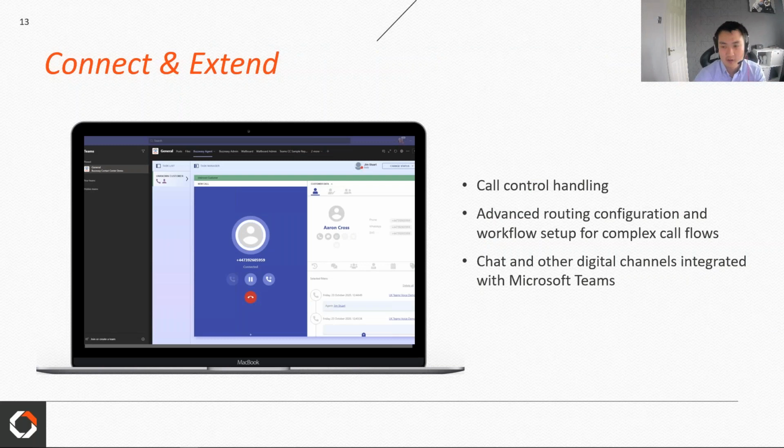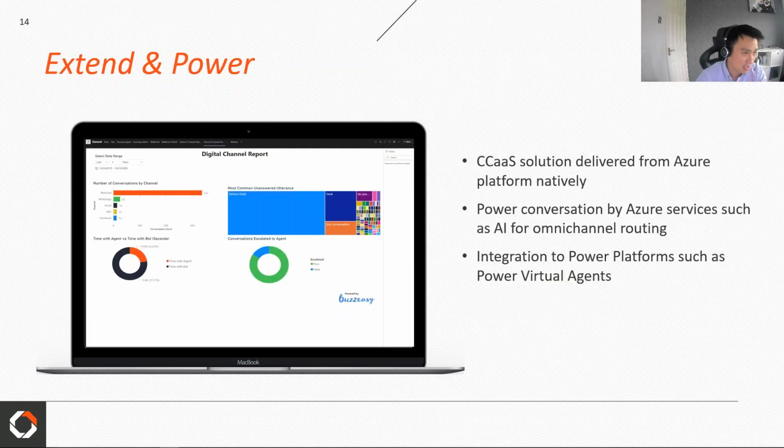So from this point, I will move into the third tier of integration, and that third tier of integration is called Extend and Power. This has statements such as Contact Center as a Service solutions delivered from the Azure platform natively. As Teams is delivered from the cloud, a solution like BuzzEasy is also delivered from the cloud and born from the cloud as well. We consume the likes of the Azure compute resources and the Azure storage. So all the platform as a service components that can be used are consumed for cloud reasons and scalability reasons.